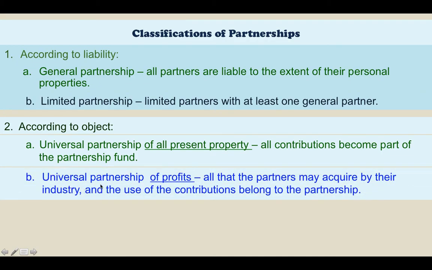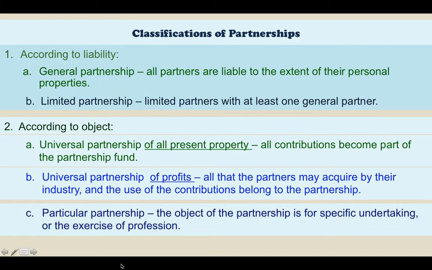Then universal partnership of profits. All that the partners may acquire by their industry and the use of the contributions belong to the partnership. So it means that if the partners do the selling or consultation and they generate profits, or a particular partner generates profit, then all of those will be shared by the partners. It will belong to the partnership.